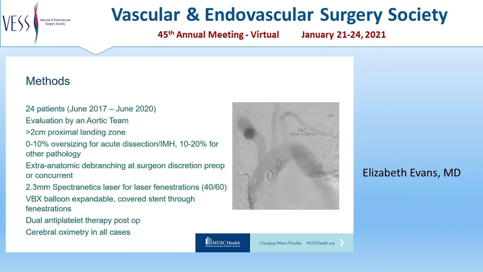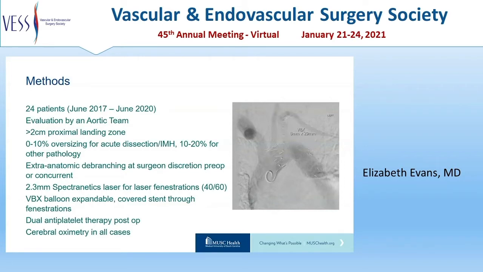Over the last 3 years at our center, we've treated 24 patients with TEVAR with laser fenestration. Each of these patients was evaluated by an aortic team that consisted of cardiothoracic and vascular surgeons and was deemed unfit for open surgical repair. Also, during the informed consent process, each of these patients was informed of the investigational nature of the procedure. Landing zone was selected to ensure at least 2 centimeters of seal, with devices oversized 0 to 10% for acute dissection and 10 to 20% for all other pathology. Extra-anatomic debranching was performed selectively at surgeon discretion.